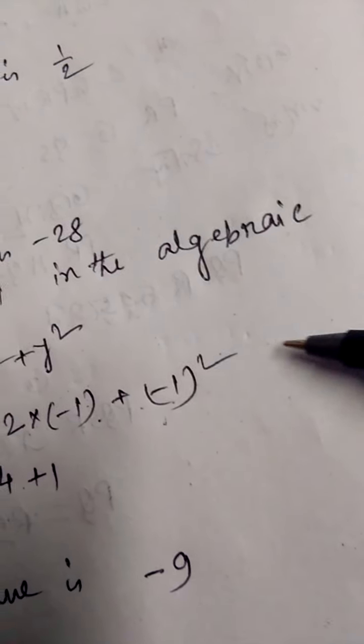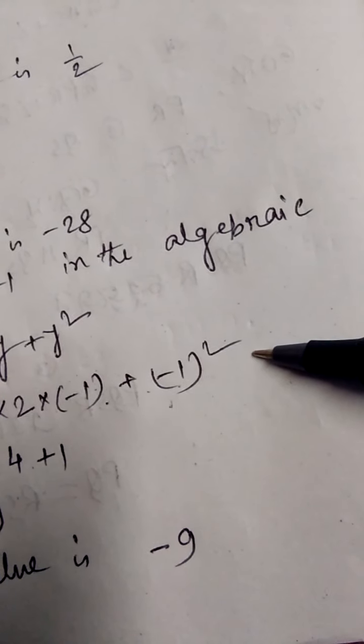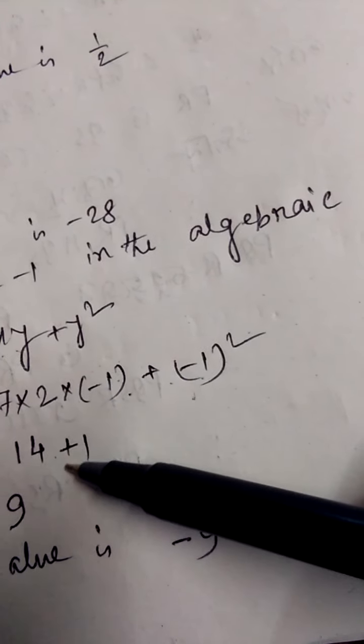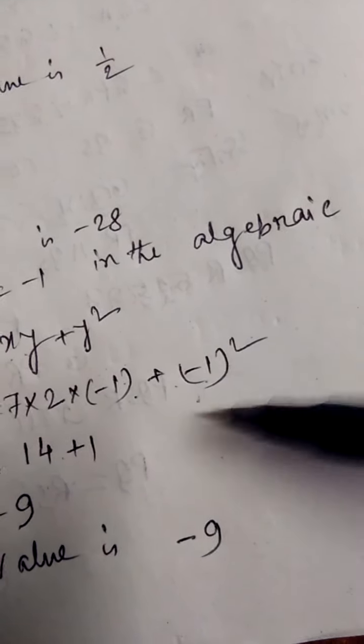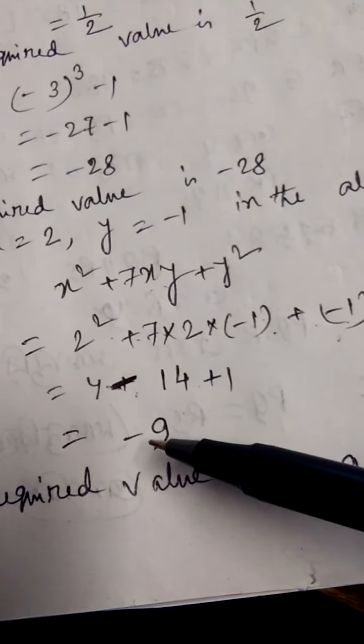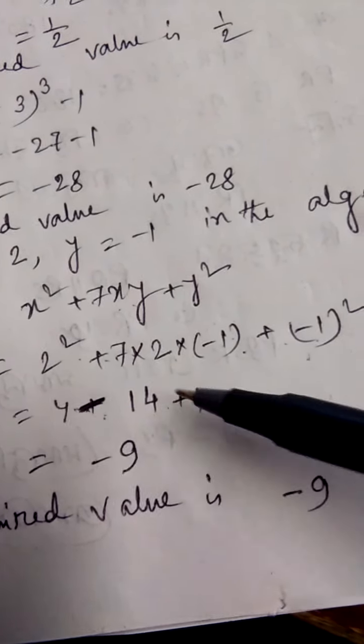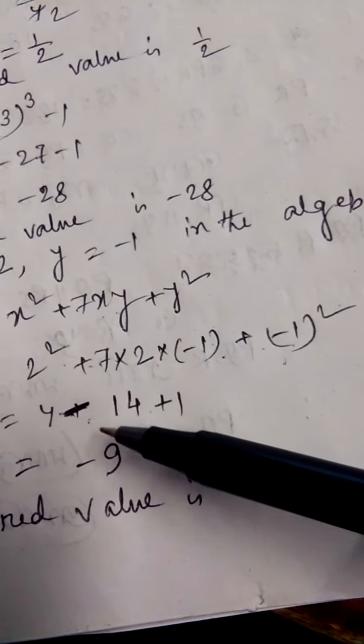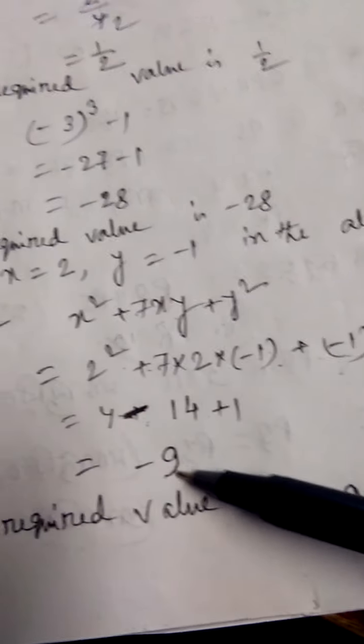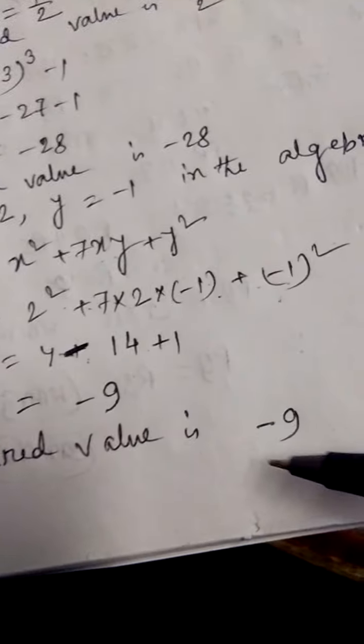That is, minus is multiplied an even number of times and we get plus, the sign plus, and 1 into 1 equal to 1, equal to 4 plus 1 equal to 5, and 5 minus 14 equal to minus 9. Therefore, the required value is minus 9.